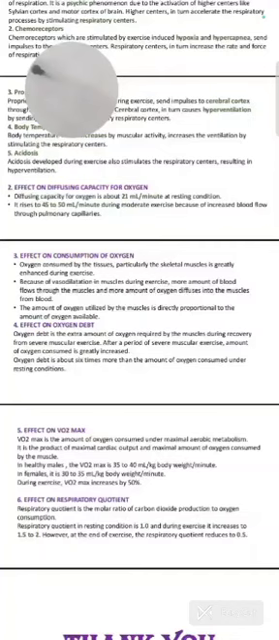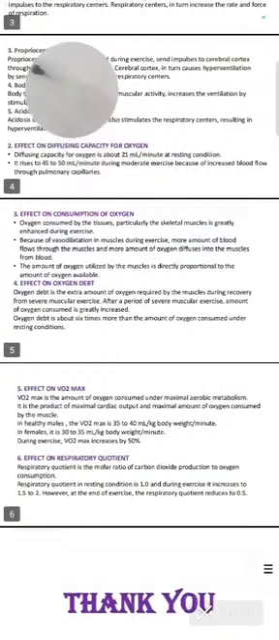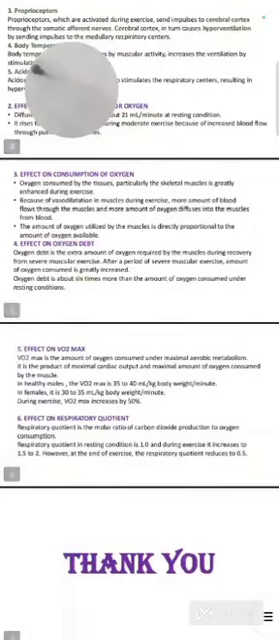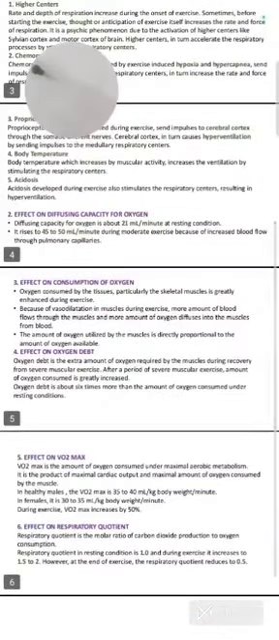In healthy males, the VO2 max is 35 to 40 ml per kg body weight per minute, but in females it is 30 to 35 ml per kg body weight per minute. But during exercise, this VO2 max increases by about 50%.